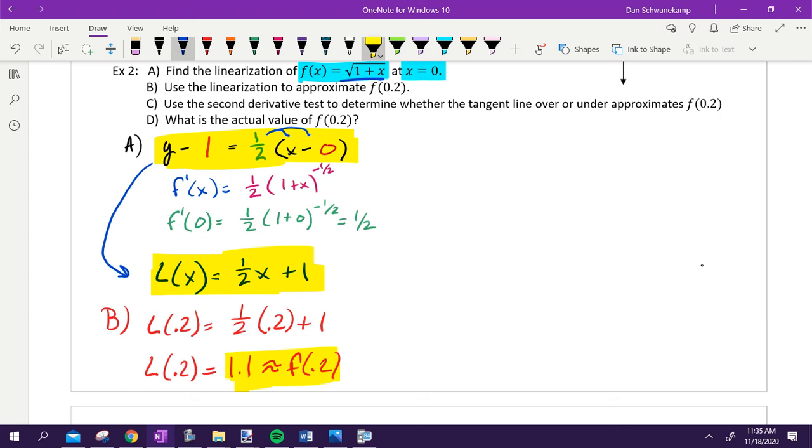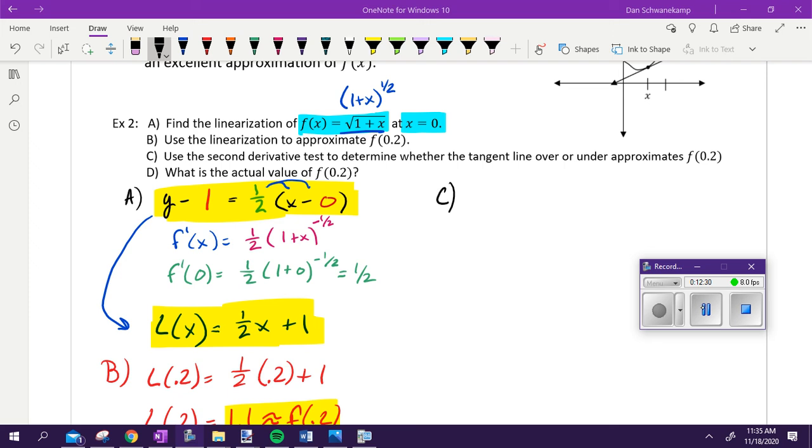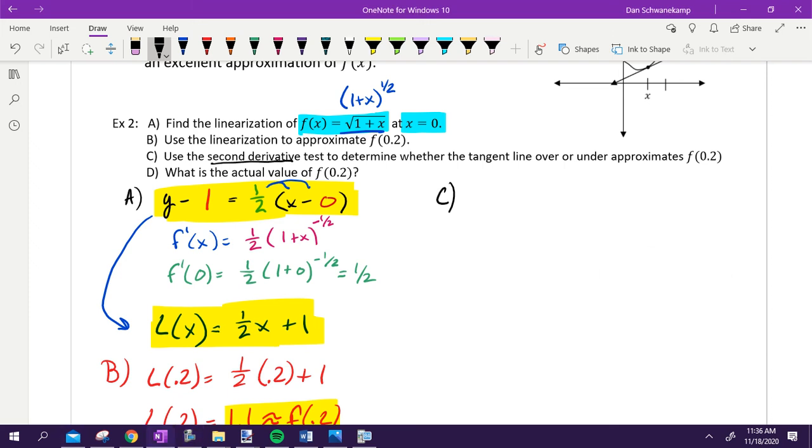Part C says use the second derivative to determine whether the tangent line is an over or under approximation. Do that with your neighbor or by yourself. Use the second derivative to decide if it's an over or under approximation. Go. We are using the second derivative. So if we're using the second derivative, we better find the second derivative. Okay, I've got to figure out what the second derivative is.